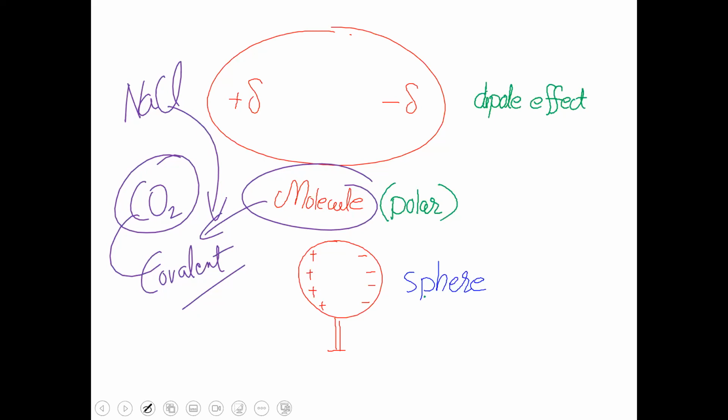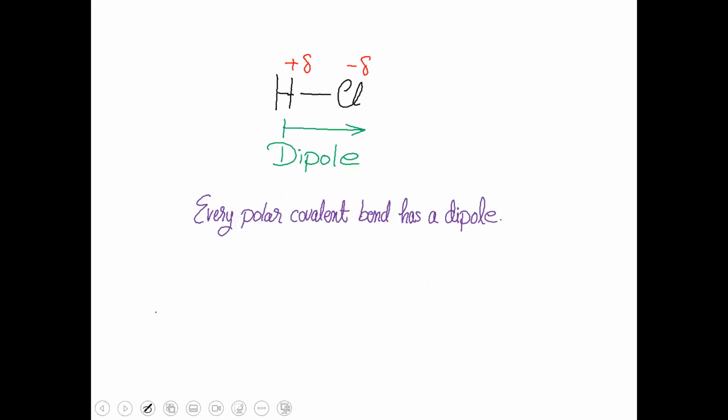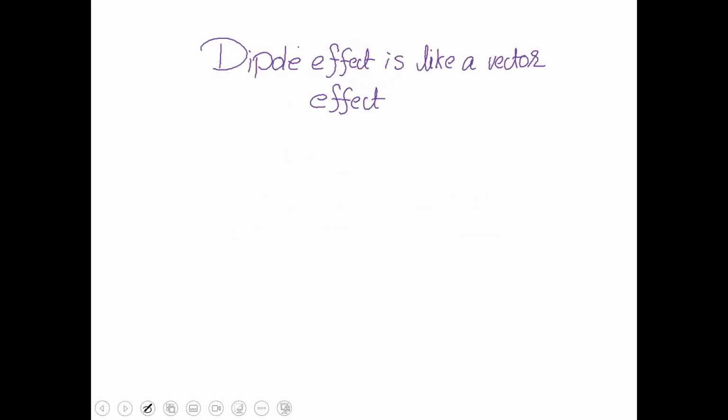So let's make the first concept for today. The term molecule is used for covalent compounds only. Now, what is dipole? In hydrogen chloride, hydrogen is less electronegative than chlorine. So chlorine acquires a partial negative, hydrogen acquires a partial positive. This is called dipole, and every polar covalent bond has a dipole.